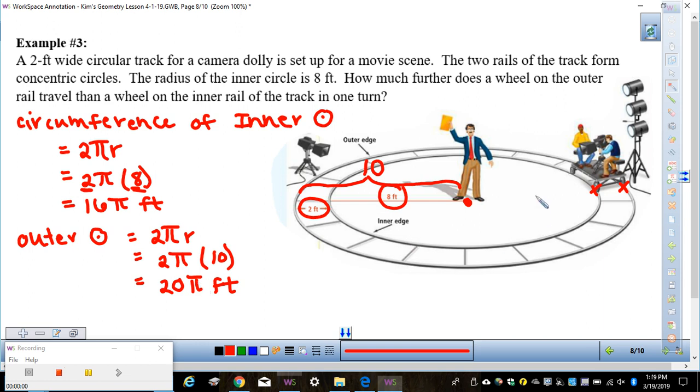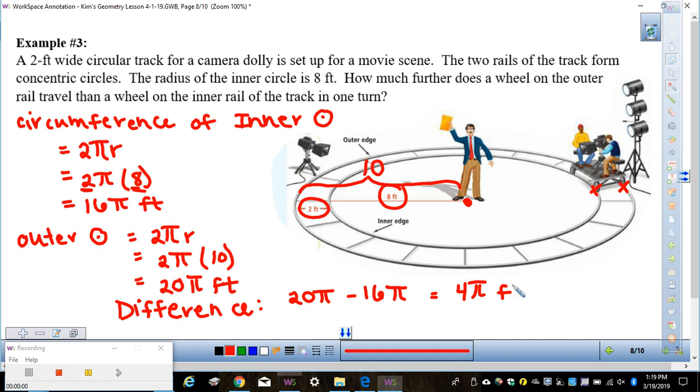And in order for me to answer the question, how much further does a wheel on the outer rail travel, I want the difference between these two. So I'm going to take my bigger circumference, 20 pi, and subtract my smaller circumference, 16 pi, and I get a difference of 4 pi feet. That would be my exact answer.